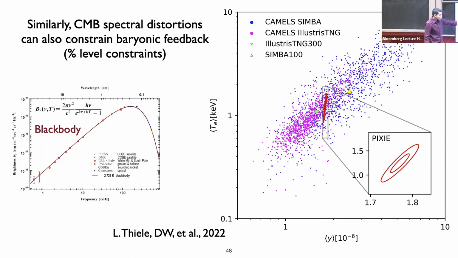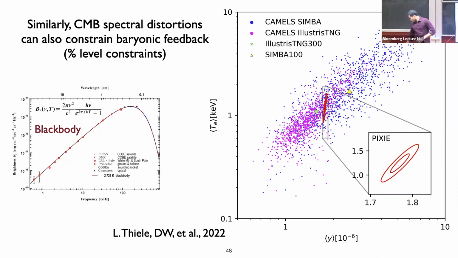So for example, in this plot I've shown, if you measure the mean of the Compton y, which essentially means you can measure the electron pressure integrated over all lines of sight, and if you can measure the electron temperature integrated over all lines of sight using these measurements called spectral distortion measurements, you can have a good handle on baryonic feedback.